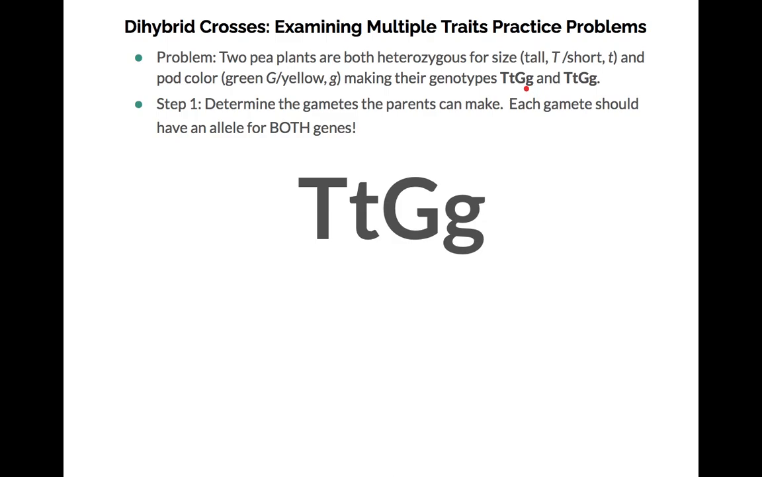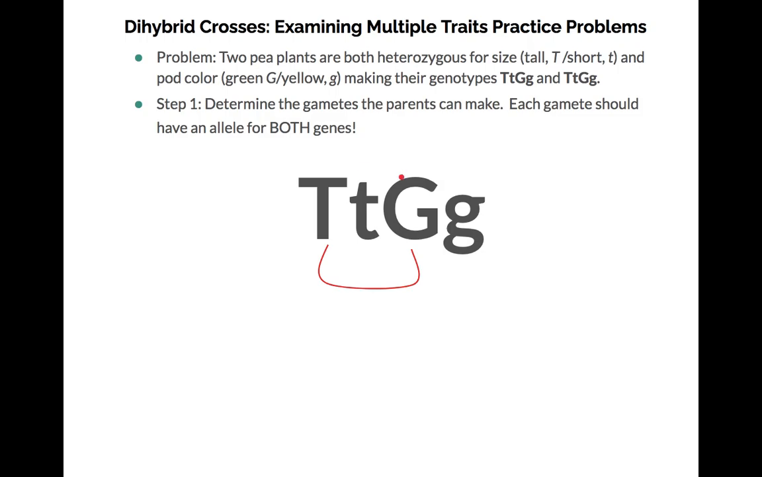For our first step, we're going to determine the gametes that each parent can make, and each gamete should have an allele for both genes. What we do for this is similar to what we do in math when we do FOIL. I'm not sure if you remember FOIL, but we're going to do something kind of similar. So the gametes that the parents can make will look like this.